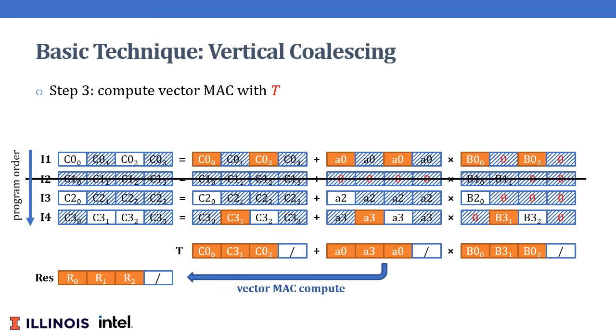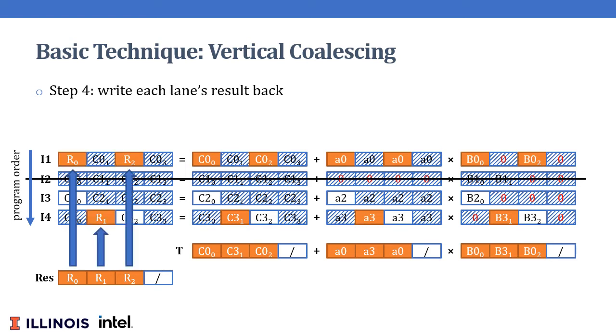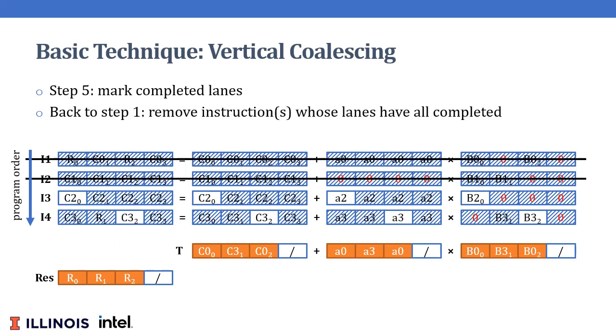In step 3, we compute a vector MAC with T and produce the result in Res. In step 4, we write each lane's result back to its proper destination. Lastly, in step 5, we mark all completed lanes. Recall that in step 1, we remove instructions whose lanes have all completed. Therefore, we can remove I1.